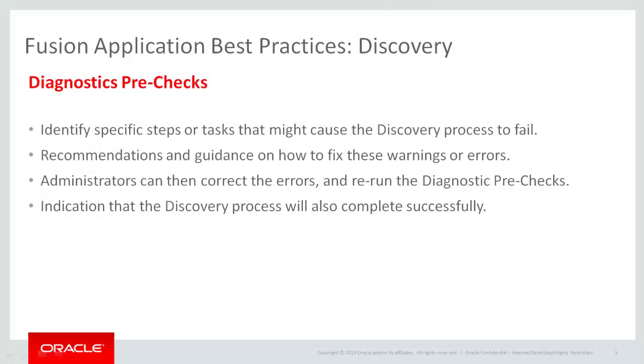Diagnostic pre-checks allow users to identify specific steps or tasks that might cause the discovery to fail. EM Cloud Control provides the corrective actions to resolve any discovery failure issue. Therefore, system admin can follow the recommendation and fix the issue prior to running the discovery process. This test can be run multiple times to make sure all the steps are completed successfully, and user can be assured of running the discovery process successfully. Now let's start off running the diagnostic pre-checks.